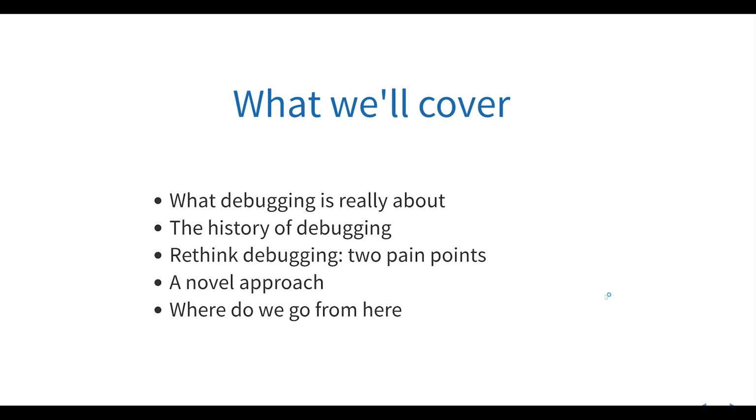There are 5 parts in this talk. We'll talk about what debugging is really about. We'll go over the history of debugging. And I'll talk about 2 pain points with the current debugging solutions. Next, we'll look at a novel approach to tackle these 2 pain points. Finally, we'll talk about where we go from here.